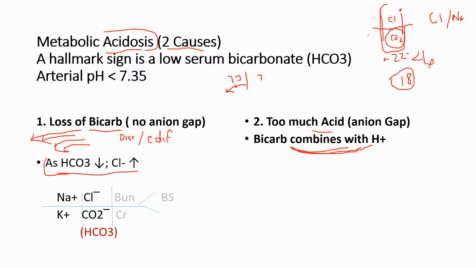So over here, too much acid, bicarb combines with hydrogen. What are some things that are too much acid? What are things that can cause somebody to have a metabolic acidosis because too much acid is going into the body? We'll talk about those coming up. There's quite a bit of it. But probably one thing that comes to mind is diabetic ketoacidosis, where lactic acid or ketones and acetones are produced, which are acids, and those acids accumulate in the body.